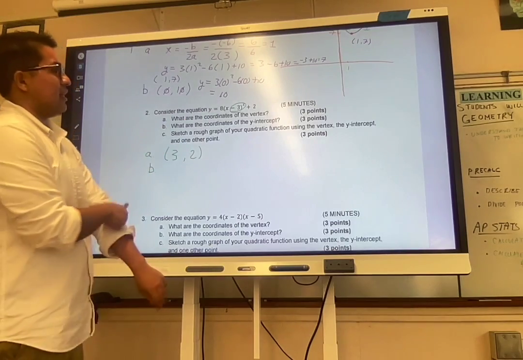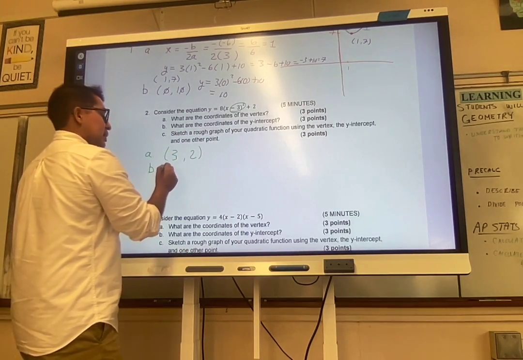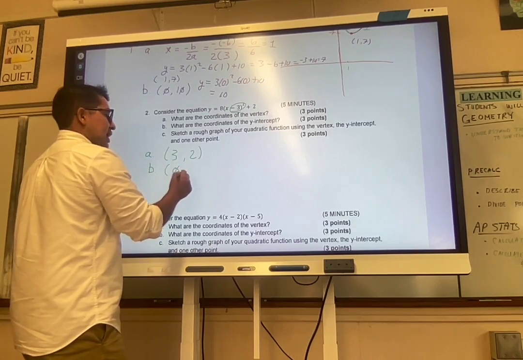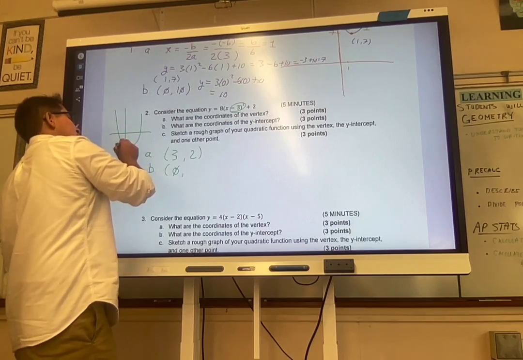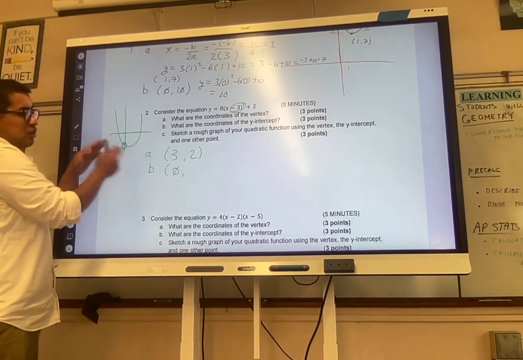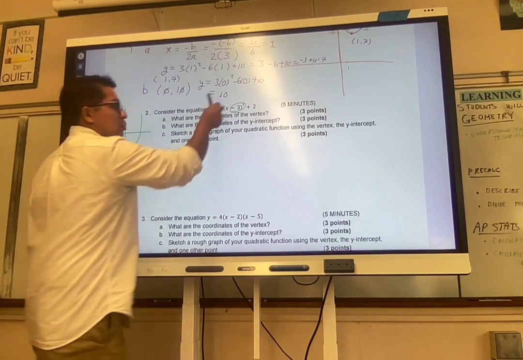That shouldn't even take less than 30 seconds. What are the coordinates of the y-intercept? Again, a y-intercept always has an x-coordinate of 0, right? Anytime you draw your picture for your u's, a y-intercept has an x-coordinate of 0. But what's the other number? Take the 0, plug it in.